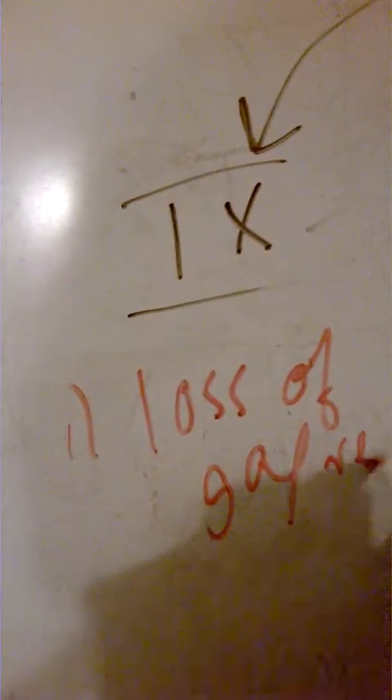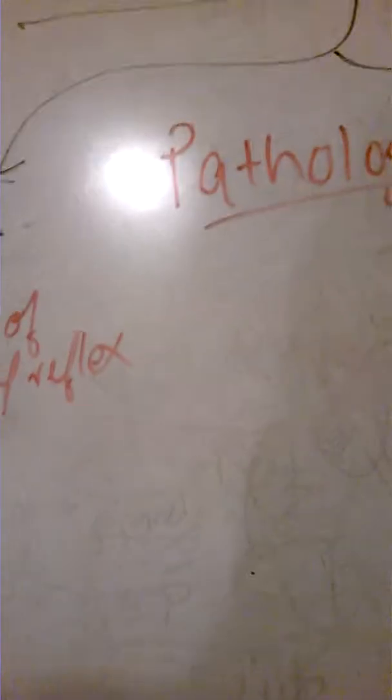Okay, the pathology or the lesions associated with the ninth and the 10th nerves. So what's gonna happen if you have an isolated lesion of the ninth nerve? You have something which is called a loss of gag reflex only. Now, what is gag reflex?